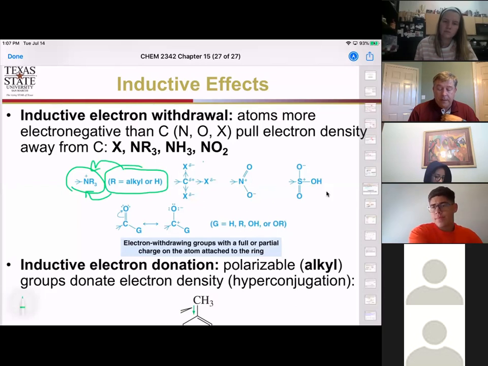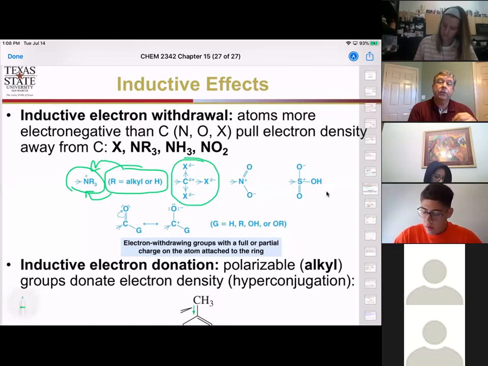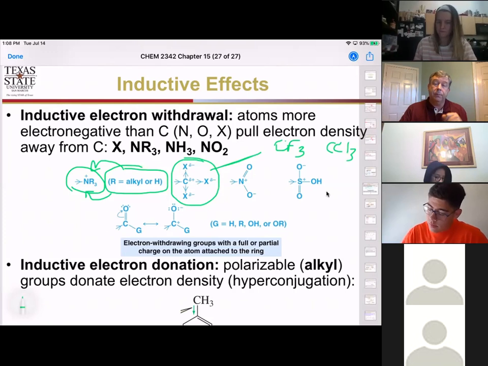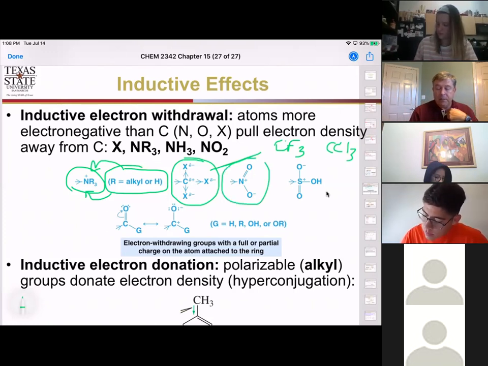The other way to do that is if we had halogens on a carbon next to the ring. Each of those halogens is more electronegative than carbon. Each of those halogens is pulling some electron density away from the carbon bonded to the benzene ring. Therefore, groups like CF3 or CCl3 tend to be electron withdrawing groups because those halogens are pulling electron density away from that carbon.